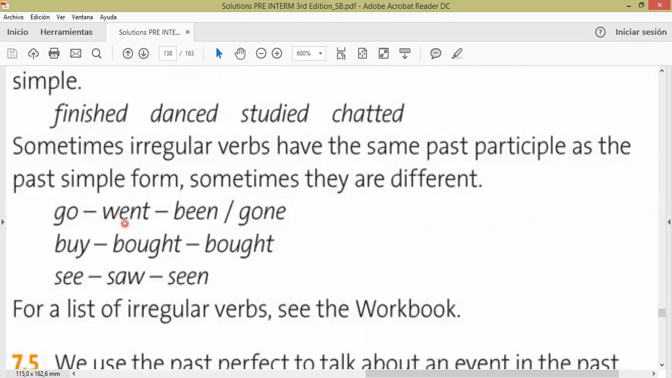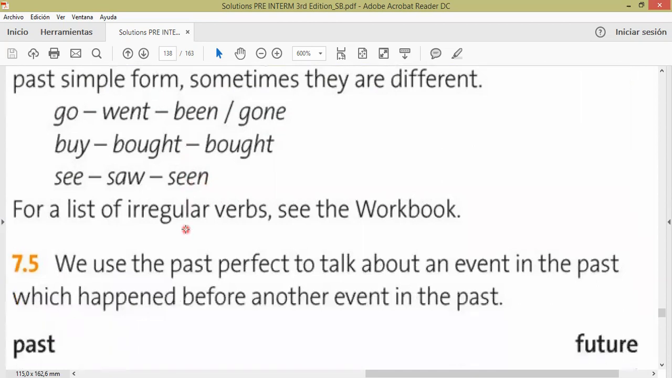Let's see the verb go. In the past simple form, went, and in the past participle form, been or gone, depending on the context. Let's see the verb buy, which has bought as the past simple form and bought as well as the past participle form. Let's go to the verb see, which has saw as the past simple form and seen as the past participle form.